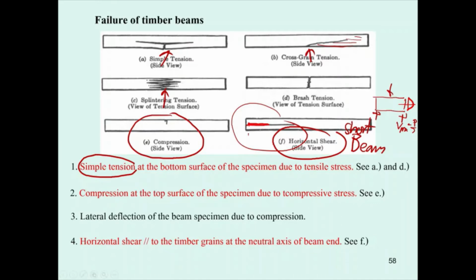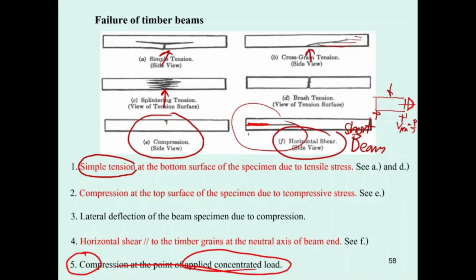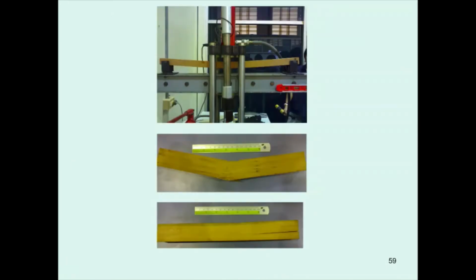Go back and read the textbook about this. And the compression failure is going to occur. This one occurs due to the stress concentration of the applied force, and I will have an example to show you for this. This is the one that occurs, but it occurs later than in tension.